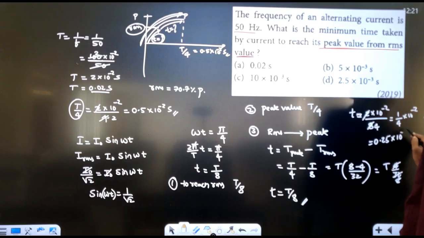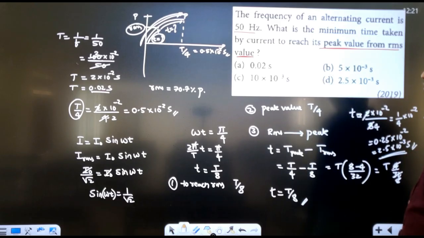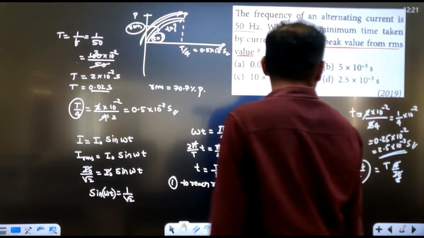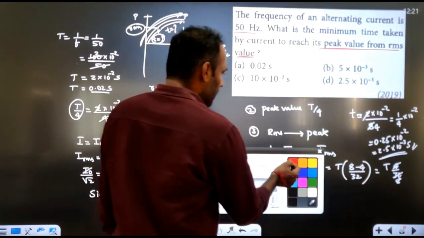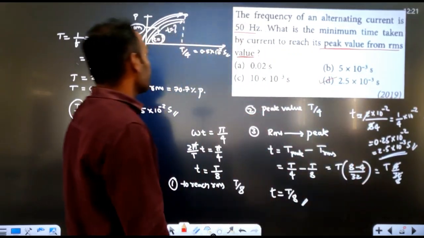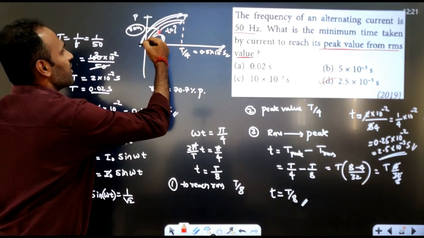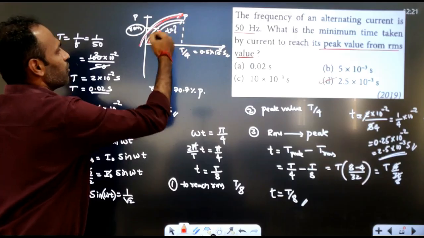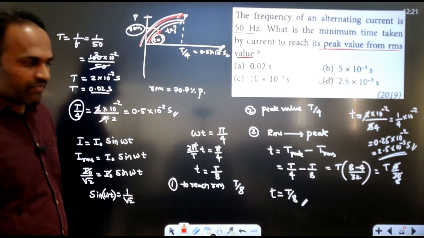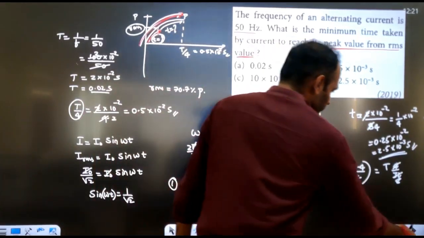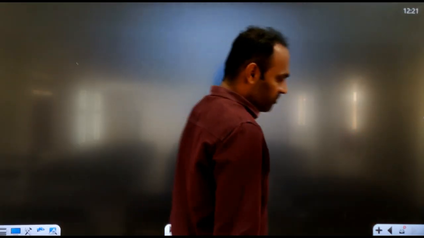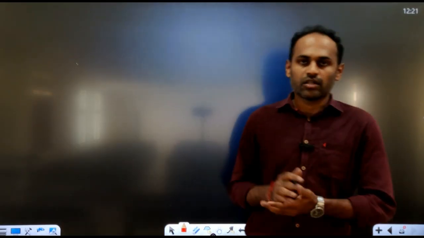So 0.25 into 10 to the power minus 2, or I can write it as 2.5 into 10 to the power minus 3 seconds. This much time is needed. So it is option D. First we calculated the time taken to reach the RMS value, then the time taken to reach the peak value, and subtracting the two we got the time. Okay, that's all about the questions on these concepts.